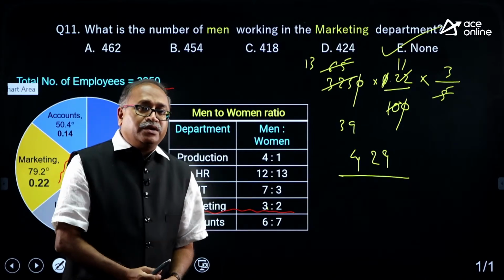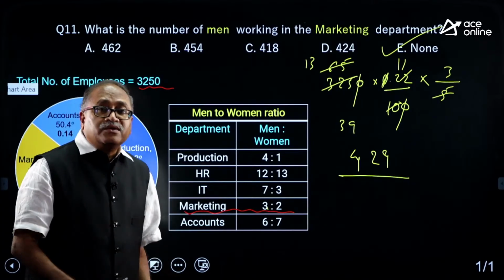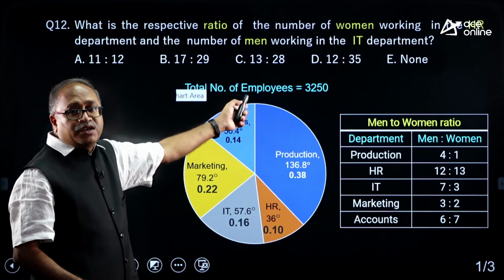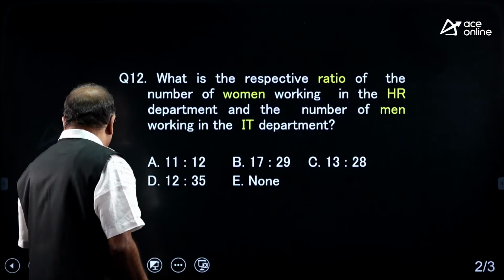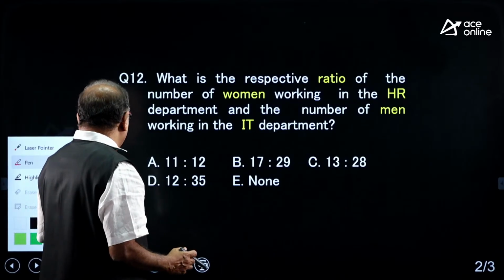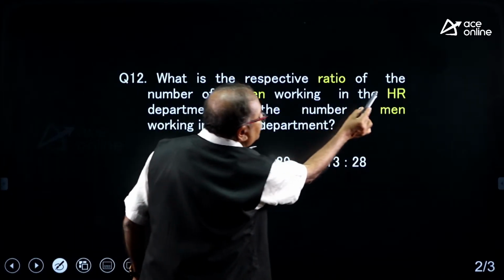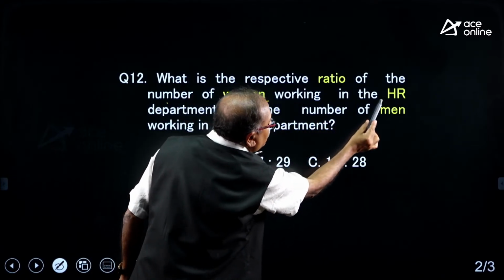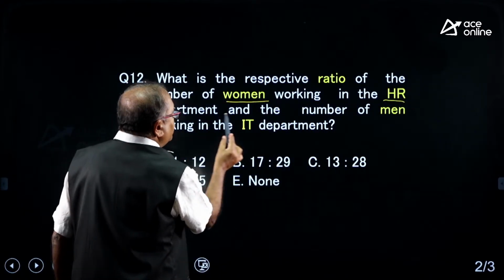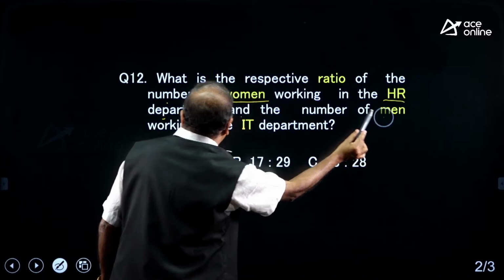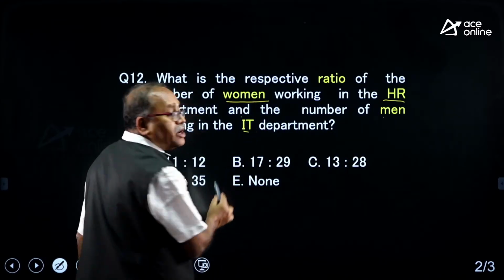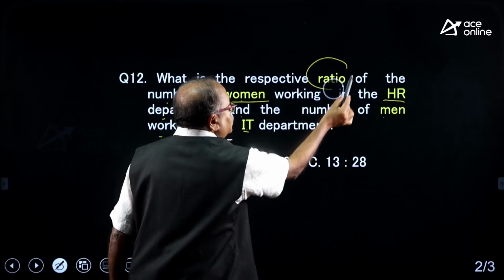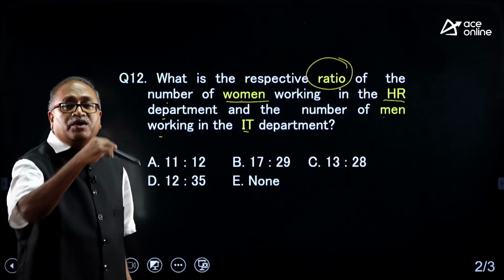So, seriously you are working on it. Let us move on to the second question on this. And what is the second question here? First we will read the question, my dear friends. What is the respective ratio of the number of women working in HR department and the number of men working in IT department. Women HR, men IT. I need the ratio. That means I don't need to work out with the real numbers.